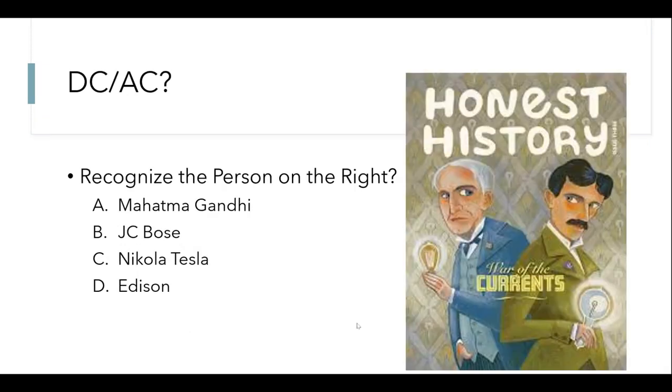Okay, so I'll start off with a quiz. Can you recognize the person on the right? I'll give you a moment to think about it. The person on the right is Nikola Tesla.